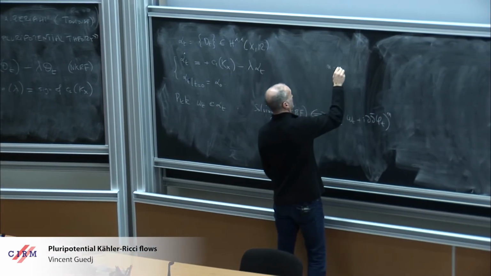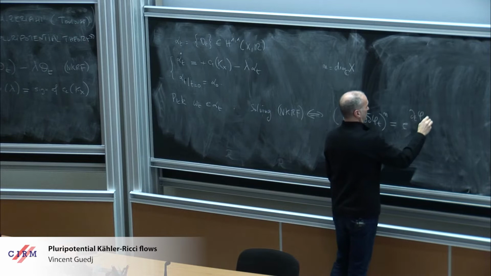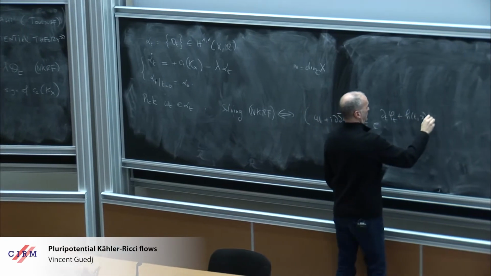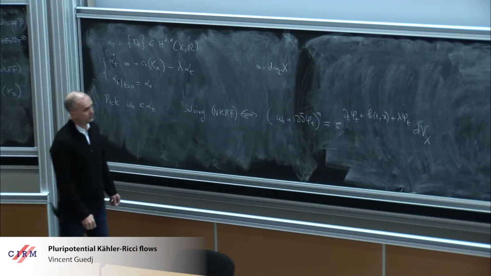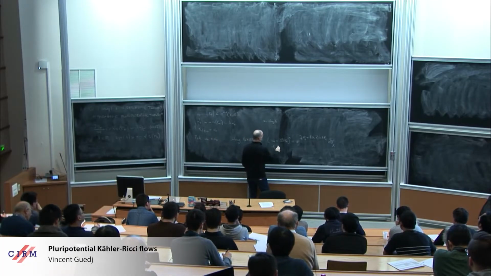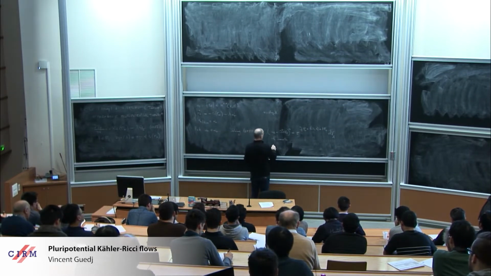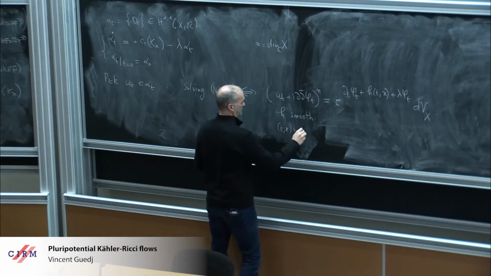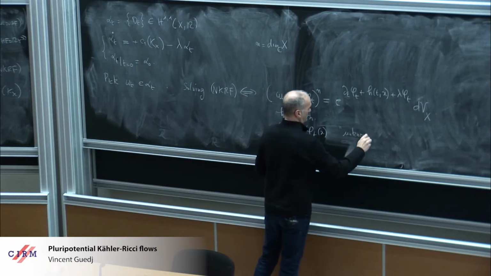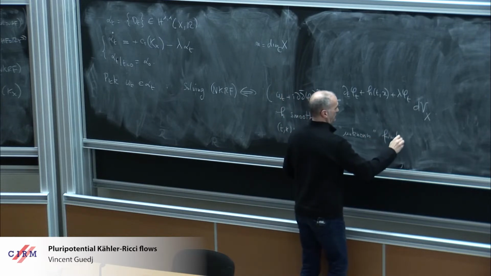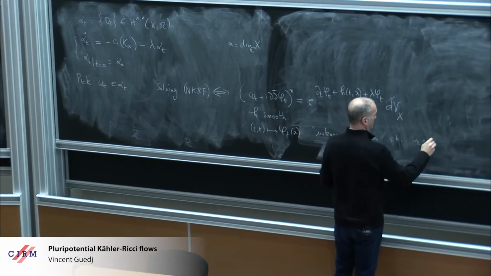So n will be the complex dimension of the manifold, where dV is a fixed volume form on the manifold, h is a smooth and fixed function, and phi t is the unknown function, which is assumed to satisfy the following positivity property.